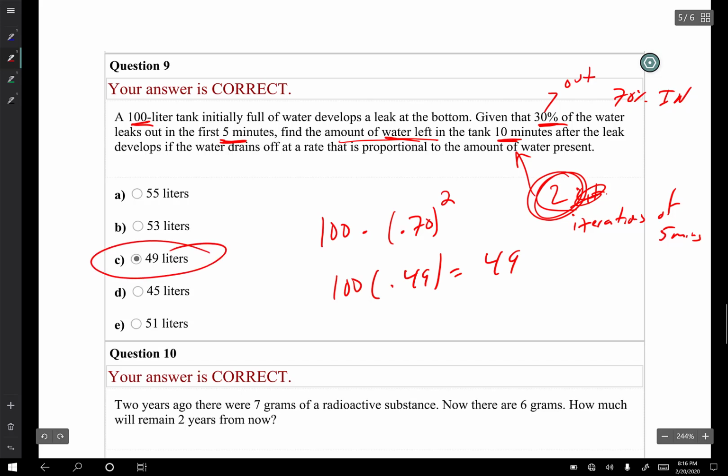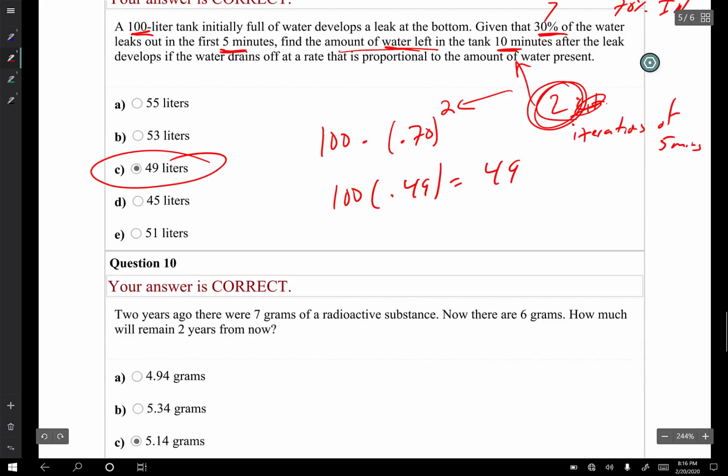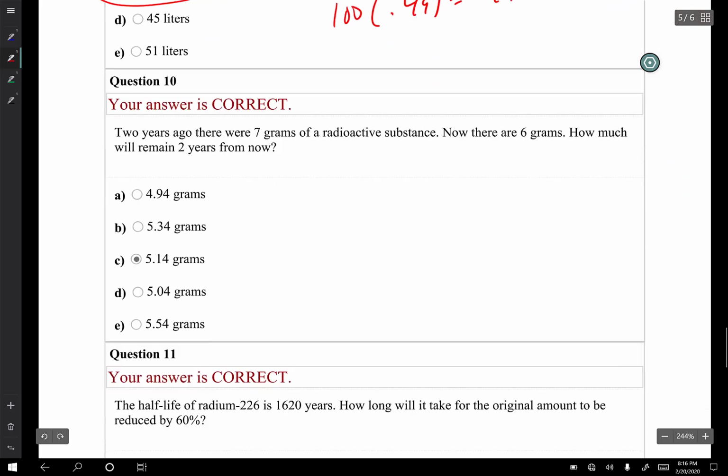There it is, guys. All right, let's keep going. 2 years ago, there were 7 grams of radioactive substance. Now there are 6 grams. How much will remain 2 years from now?